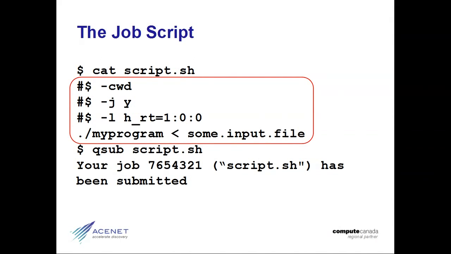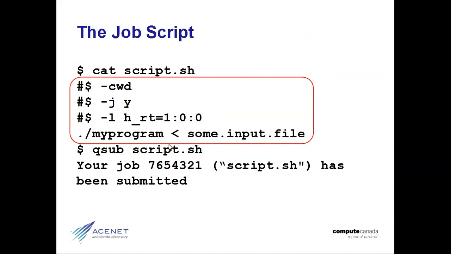The first key thing to know about job scheduling is what a job is. A job script is just a shell script, which is, say, one or more lines of commands that you could type at the command line, bundled up into a file, and then submitted to the job scheduler with a command qsub.